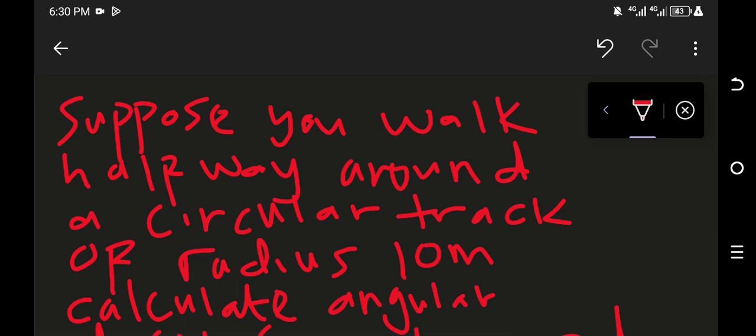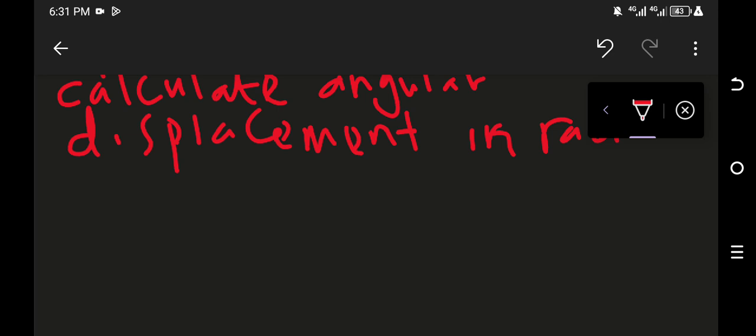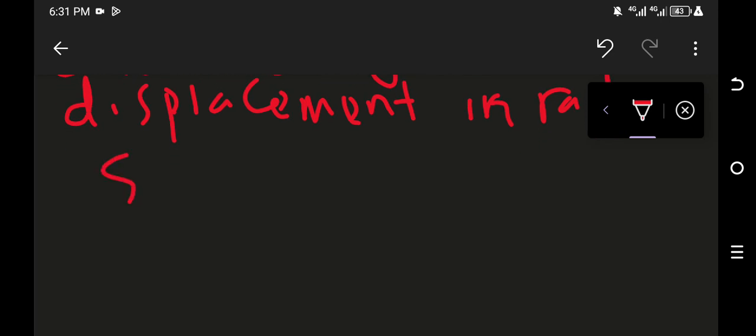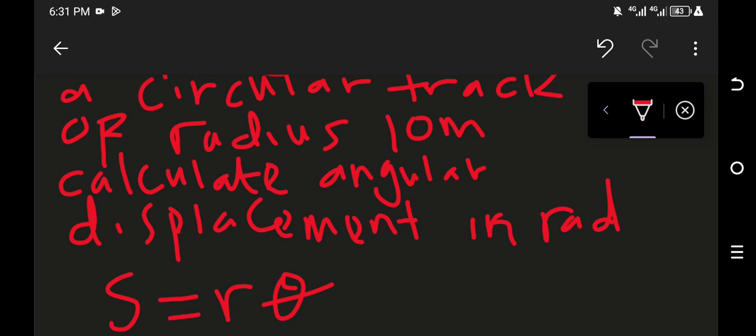So we have this simple problem just to make use of the formula which I presented earlier. The question goes like this: suppose you walk halfway around a circular track of radius 10 meters. Calculate the angular displacement in radians. Okay, so we are going to use our formula, which is angular displacement equals radius times the angle. So this is our formula, right?